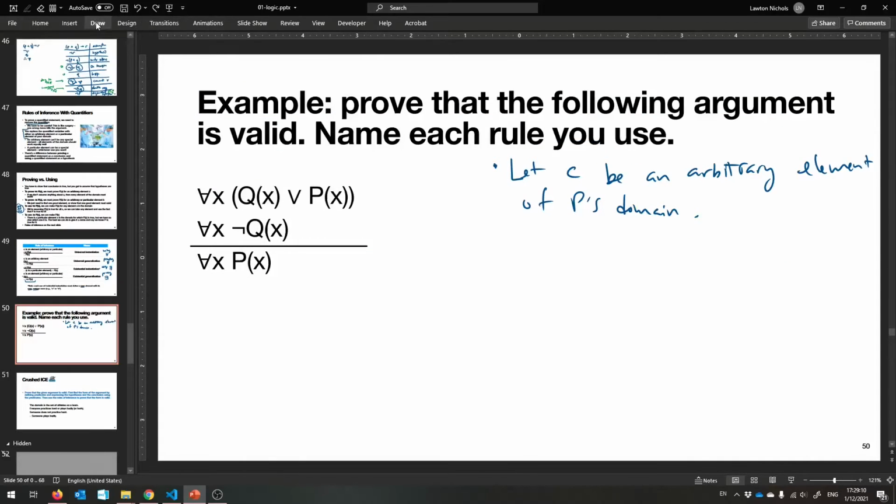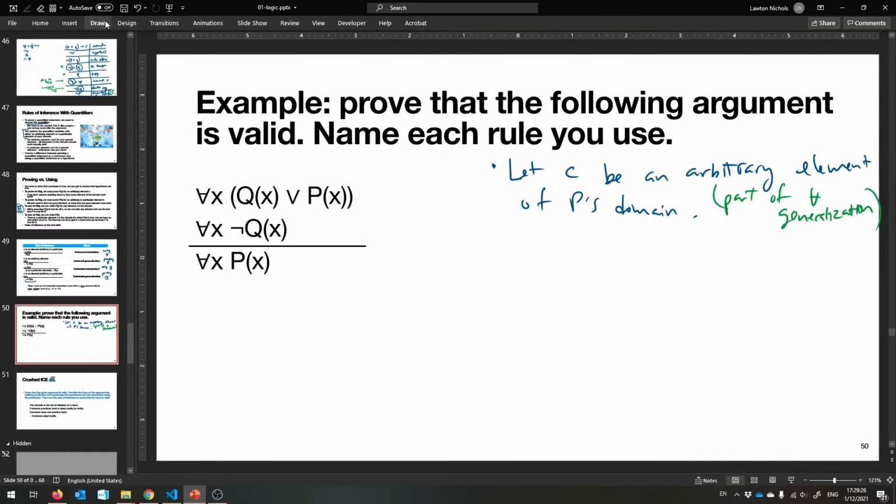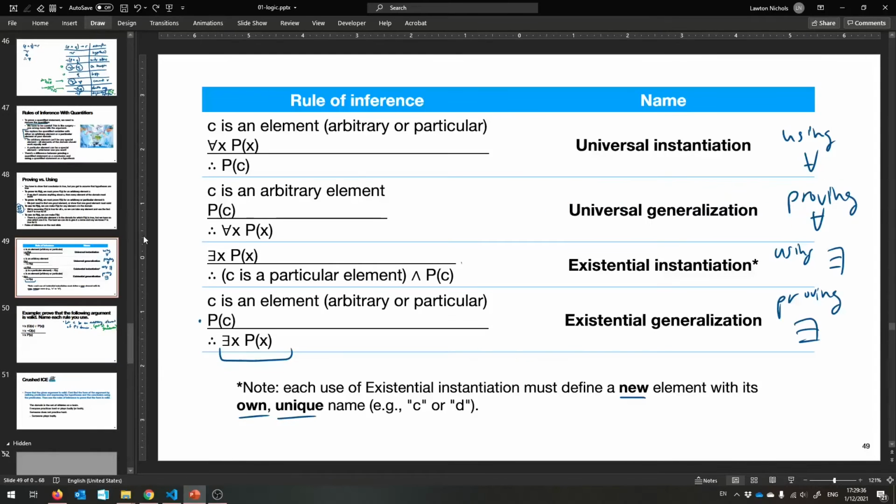So this is part of universal generalization. Okay, so now we got our C. And now that we have a C, we can use both of these. I hope you see that. No pun intended. Now that we have this and we know we have some element, we can start extracting these P's for those elements. We can use universal instantiation twice.